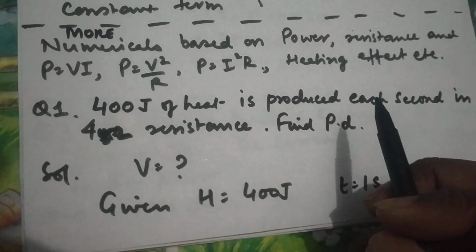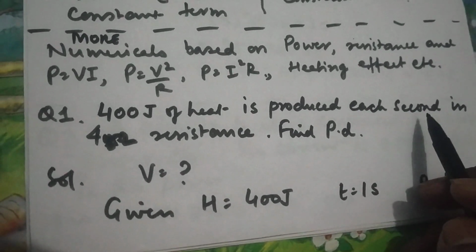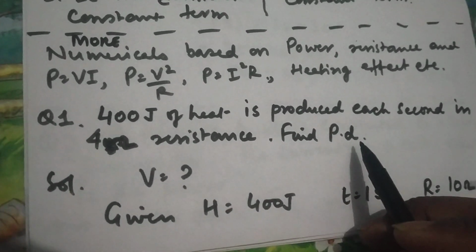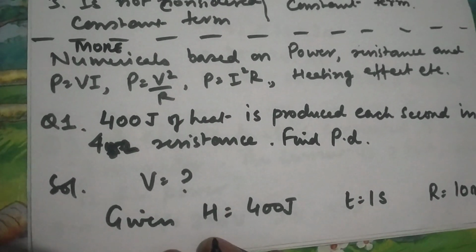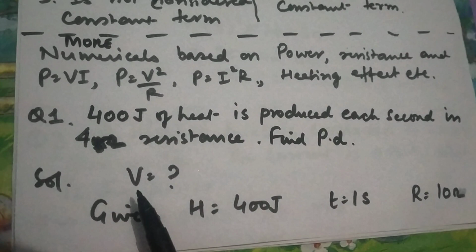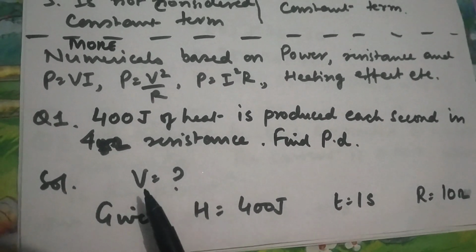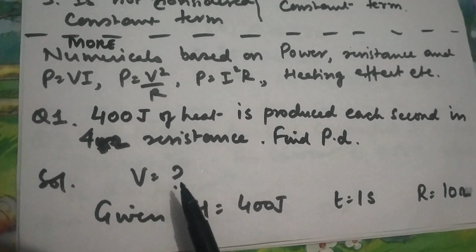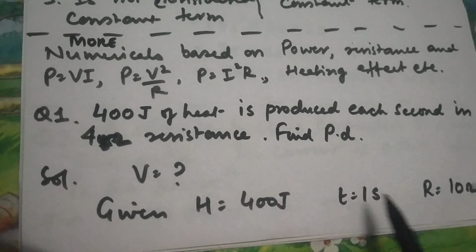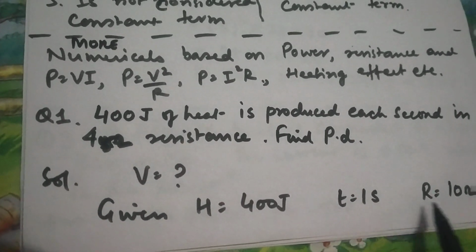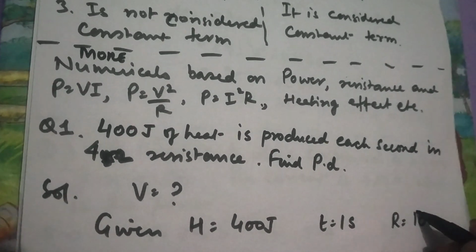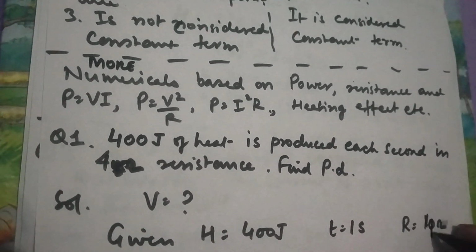400 joule of heat is produced each second in a 4 ohm resistor. Find the PD. While doing the numerical, it is suggested that you always write the known and unknown quantities. So here the unknown quantity that we need to find is potential difference, V is equal to question mark. What is given here? Heat energy is 400 joule, time is 1 second, and resistance is 4 ohm.